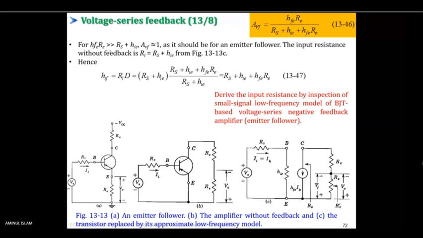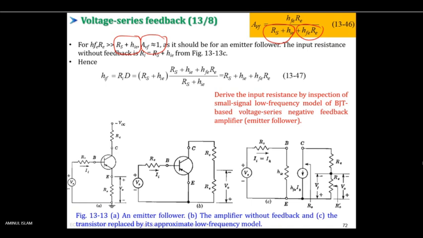For HFE Re much greater than RS, much greater than HIE, this AVF approaches 1. That is what it should be, because this is after all an emitter follower. Yes or no?